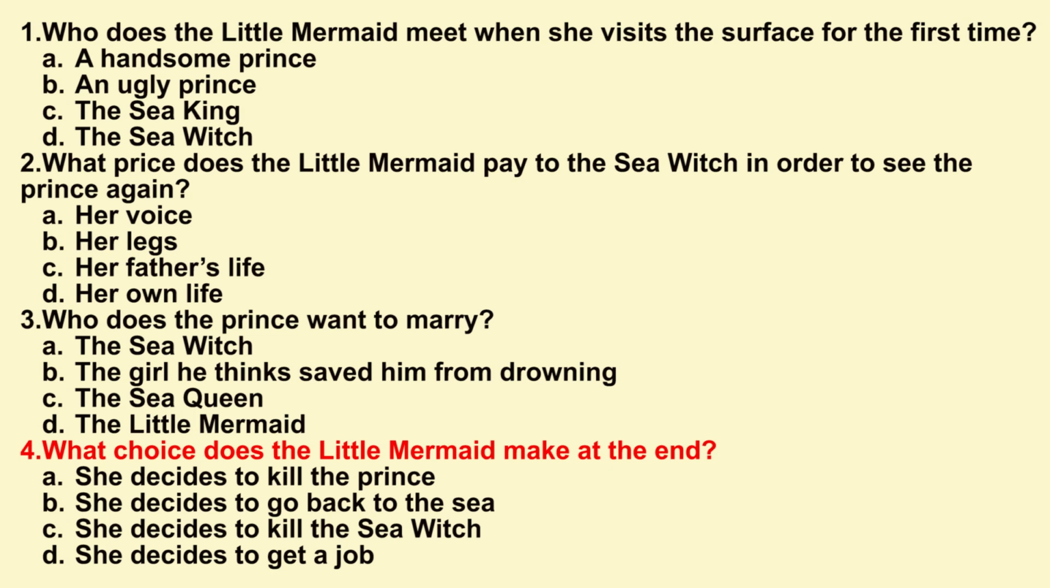Question 4. What choice does the Little Mermaid make at the end? A. She decides to kill the prince. B. She decides to go back to the sea. C. She decides to kill the Sea Witch. D. She decides to get a job. The answer is B. She goes back to the sea. She does not kill the prince. She throws the knife into the sea and then dives in after it. She dove into the water knowing that she would probably die. However, she did not.